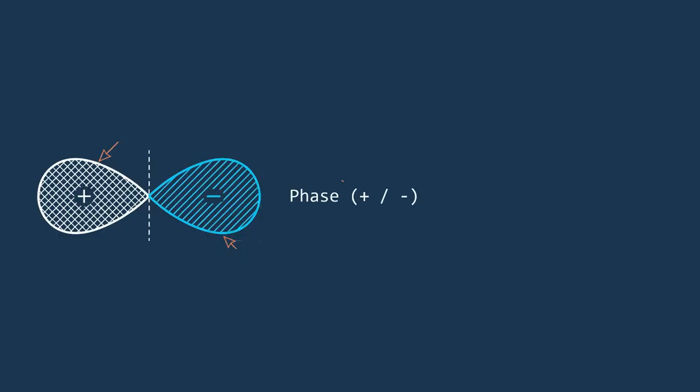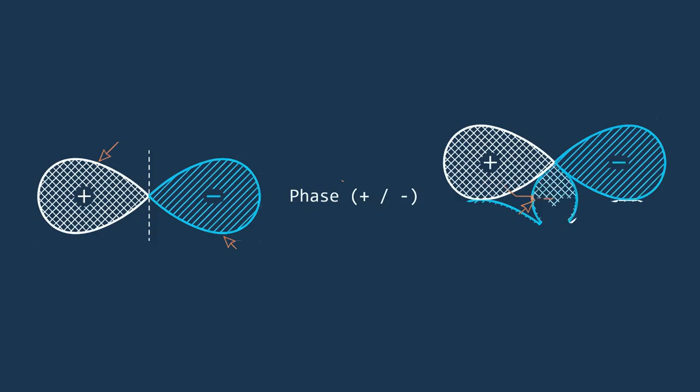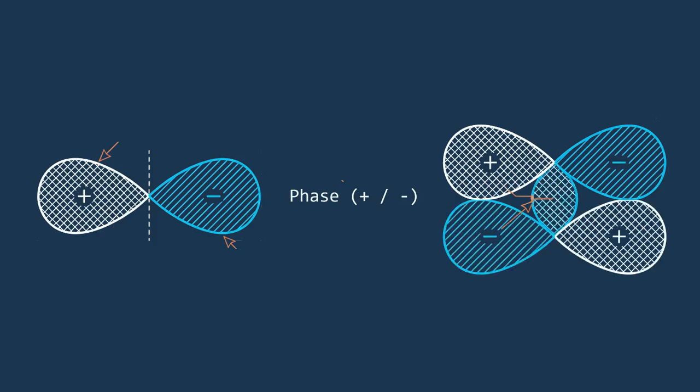You may also notice orbitals drawn in two different colors. The colors do not represent positive and negative charge. They indicate the sign or phase of the wave function itself. The probability density has no sign, but the sign of the wave function matters when orbitals overlap, such as in chemical bonding.